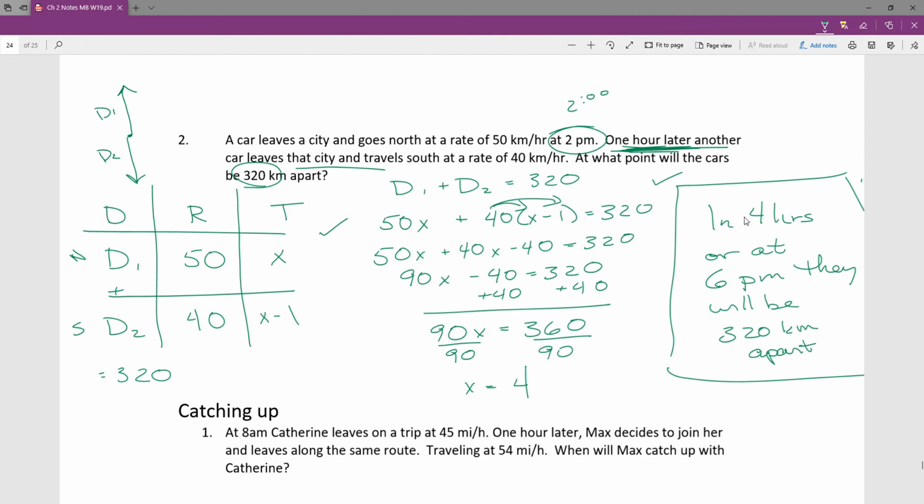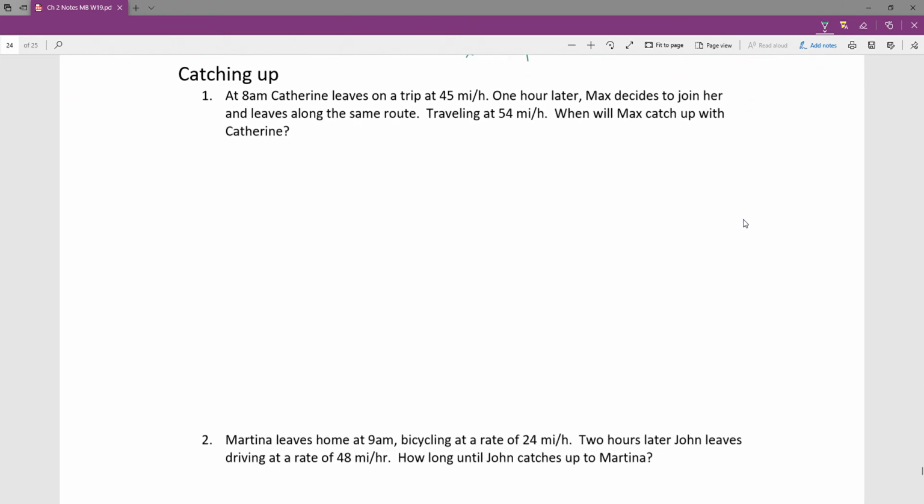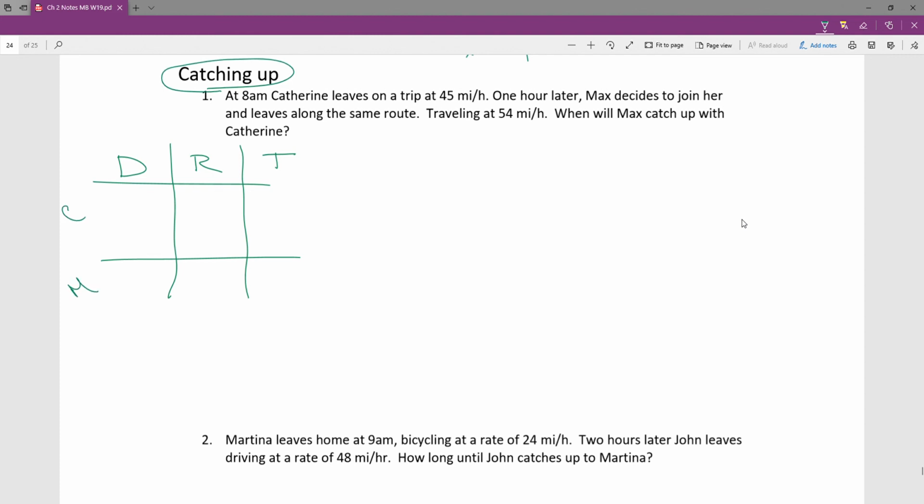Okay, so catching up. I know it's different because there's a heading here. Let's see how these ones go. So it's a distance rate time problem, DRT. You can look back to the chart and take a look at the framework because it says catching up, or you can read the question. So we've got Catherine and we've got Max here as the two characters. She's leaving on a trip at 40 and going 45 miles an hour. Max decides to join her and travel along the same route at 54.